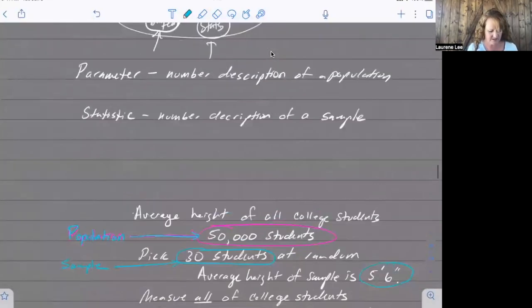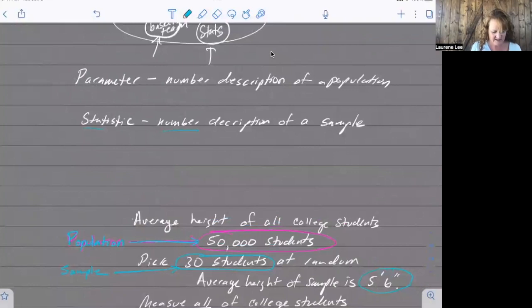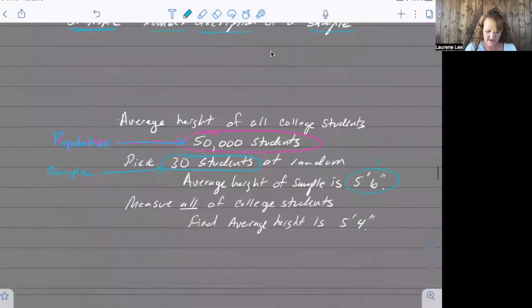Now, remember how we did this. A statistic is a number description of a sample. So this right here is called a statistic. It's a number, and it doesn't have to be an average. It can be any number descriptor of my sample. So this is my particular one that I'm interested in, but it can cover a wide variety of topics. And then I want to measure all of the college students and find the average height is 5'4". This right here is a parameter.